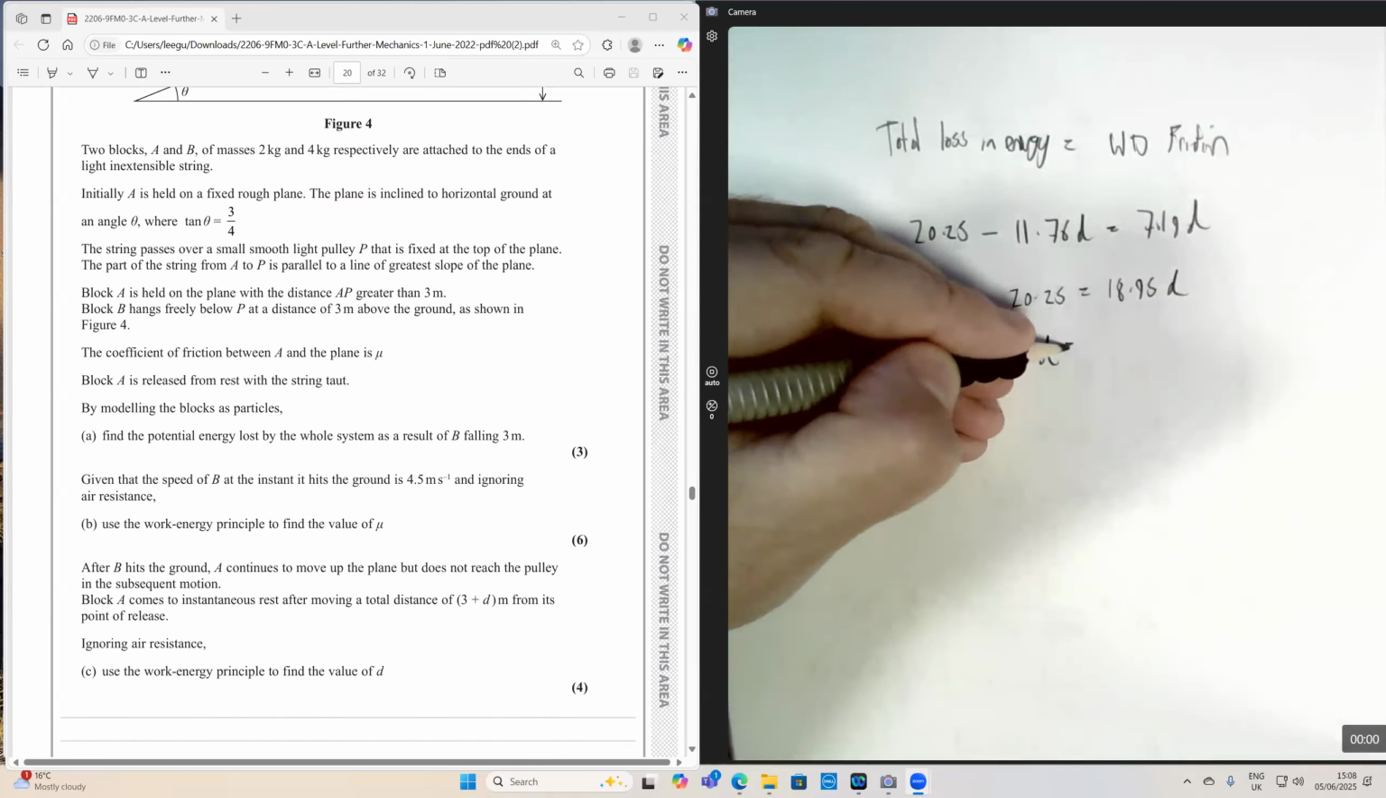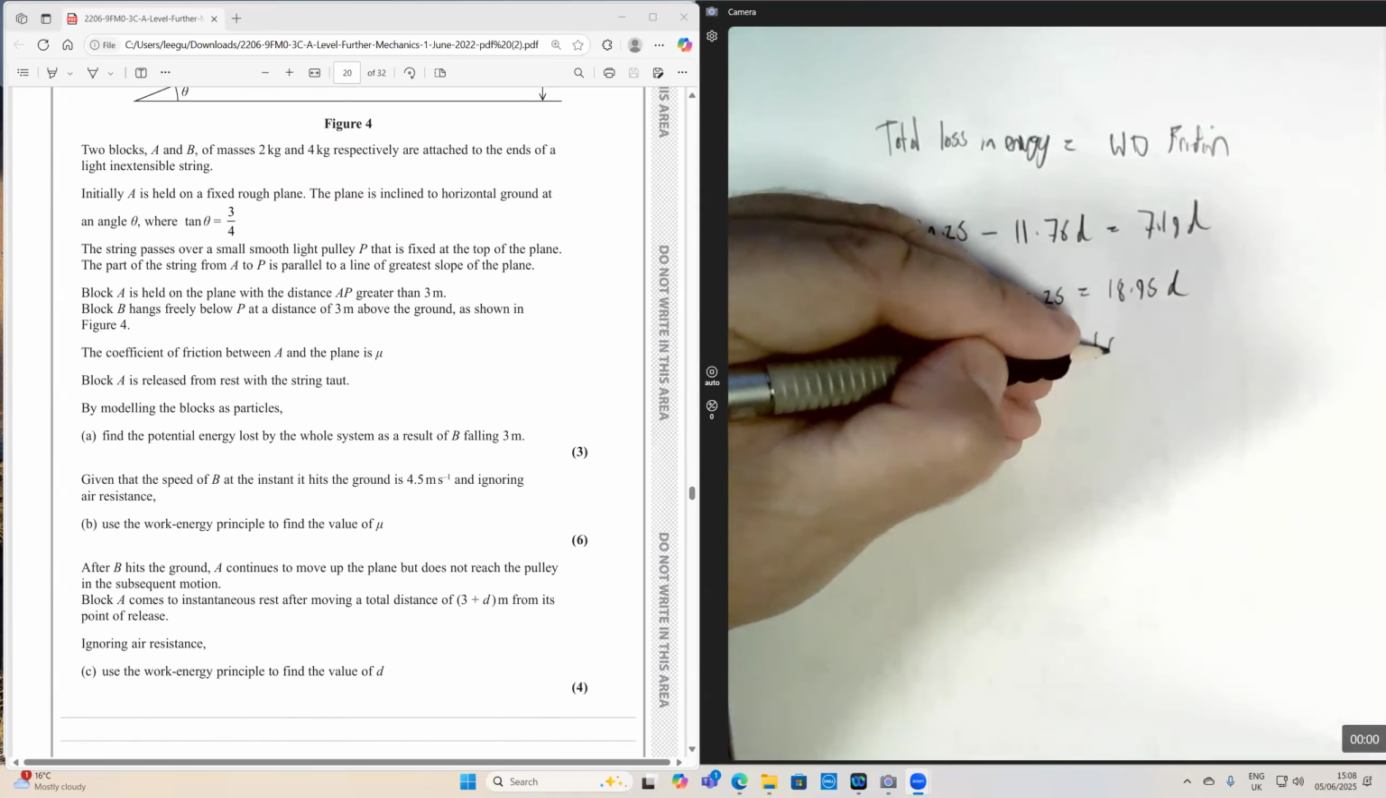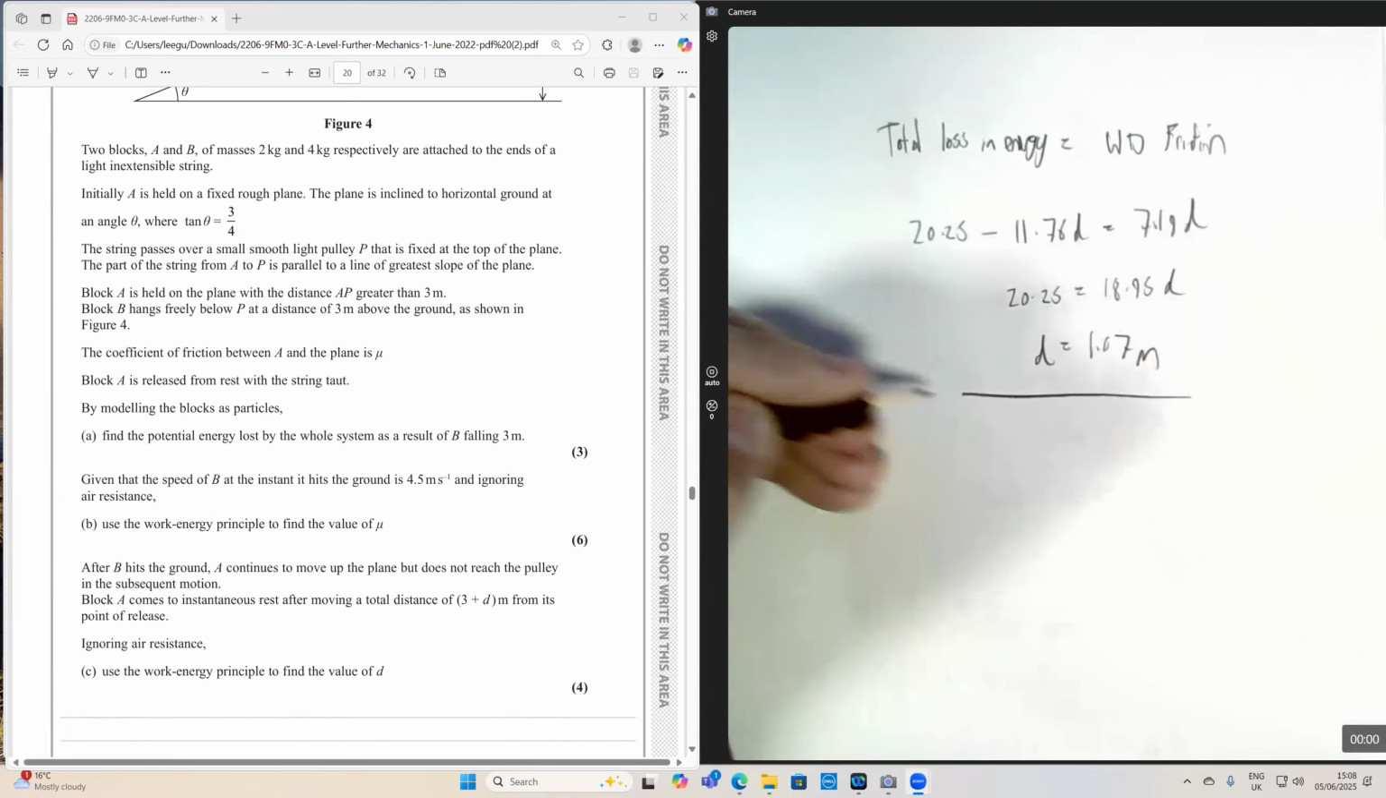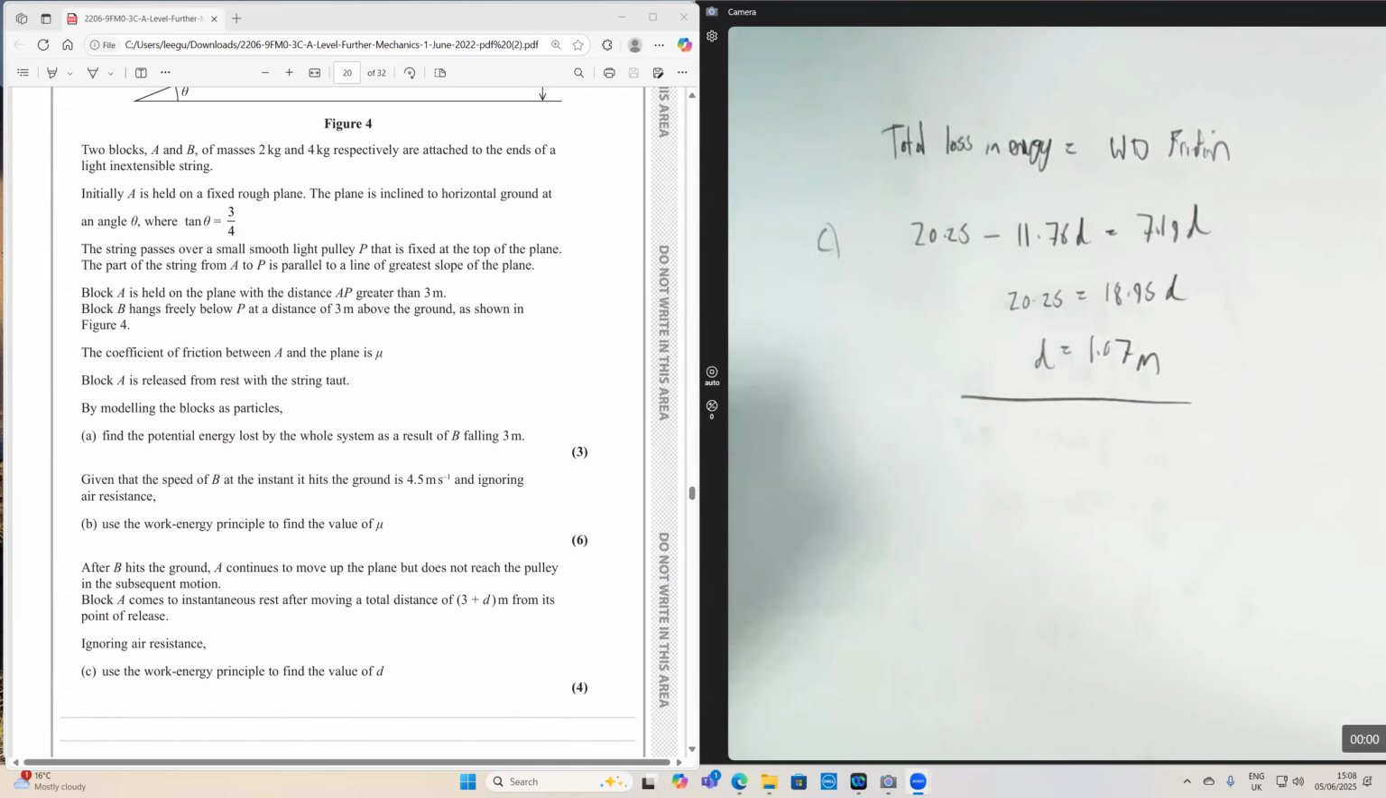So therefore d is equal to 1.07 meters. And that is that question finished.